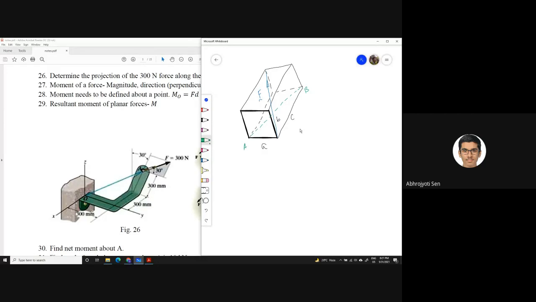So these are skew lines. Dot product is not possible. Dot product is not possible? Who is stopping you from doing the dot product? I mean, can you not get the unit vector along AB? Can I not get the Cartesian representation of F? Can I not get the Cartesian representation of AB?